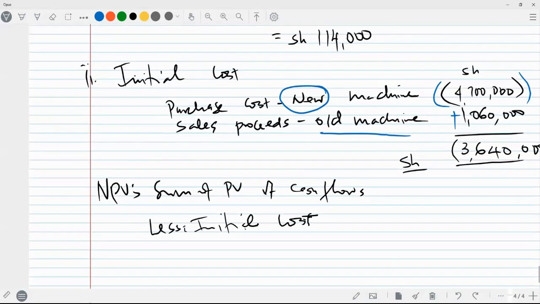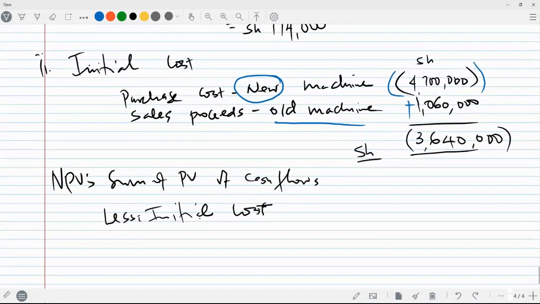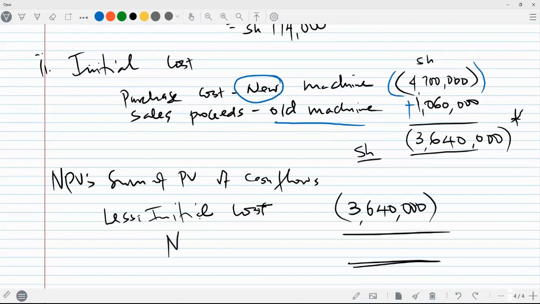Anyway, to get NPV, it's the sum of the present value of cash flows which you have identified from the calculation. Then we less the initial cost, which is 3.6 million. So 3640 is a cash outflow, so it's negative. That gives us the NPV. When you have the NPV, you can advise the company whether to invest or not invest in the project.